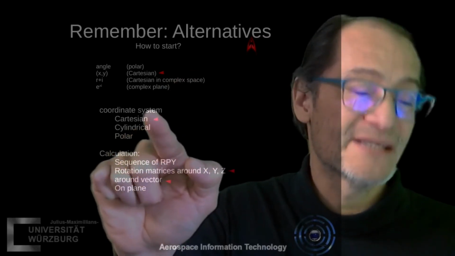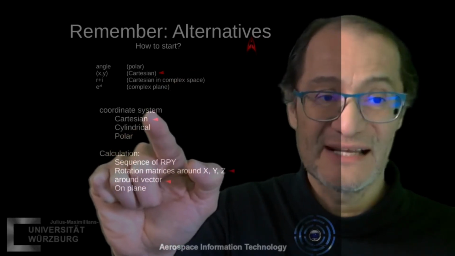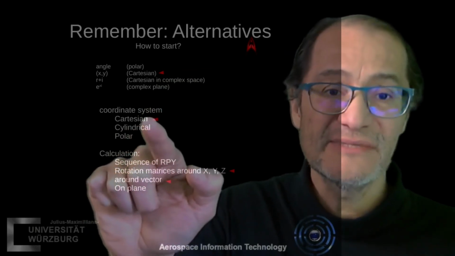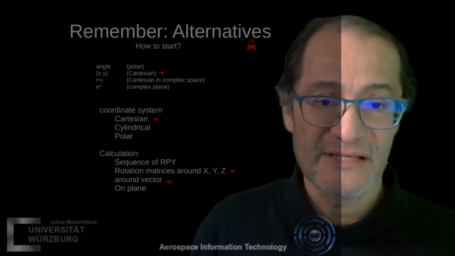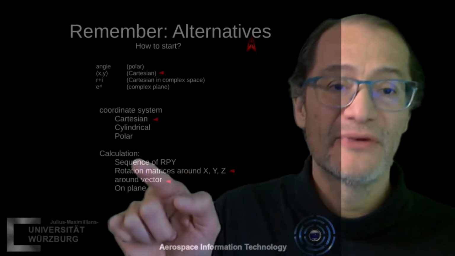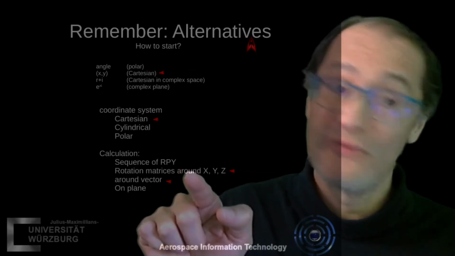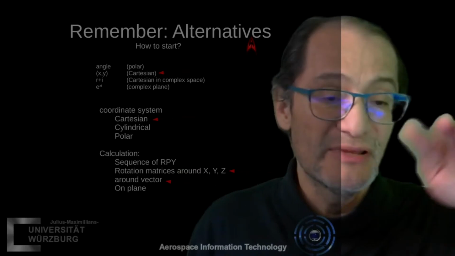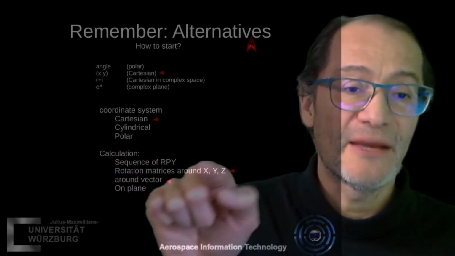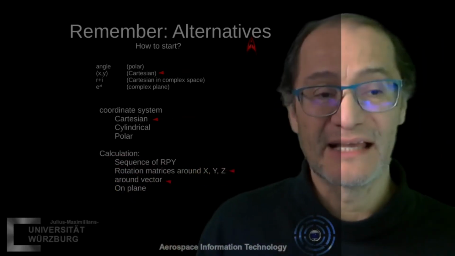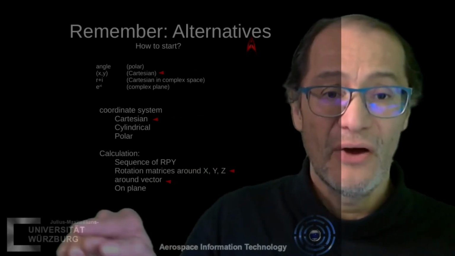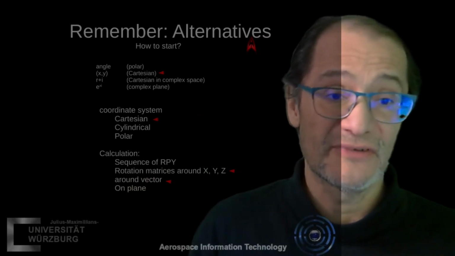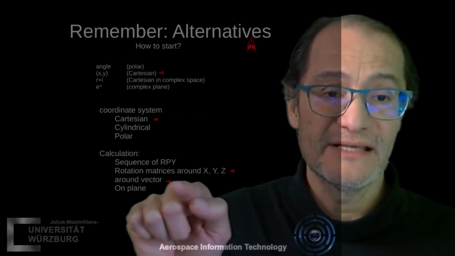And how to represent the positions for translations, the pose. We have the Cartesian, cylindrical, and polar coordinate systems. We are going to use Cartesian systems. And for the calculations, we can use a sequence of roll, pitch, yaw, which I do not recommend for computations. It works only for very small deviations. Or we can rotate about x, y, and z. This is the case if we are working with matrices. Or we can rotate around one vector. That is the case if we are working with quaternions, for example. And we are going to work with these two methods.